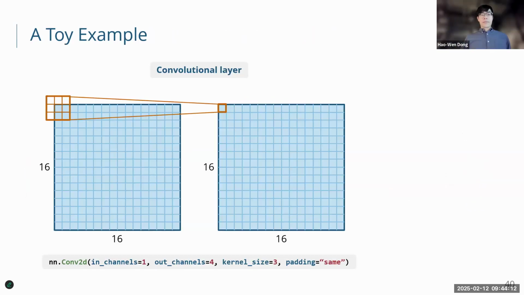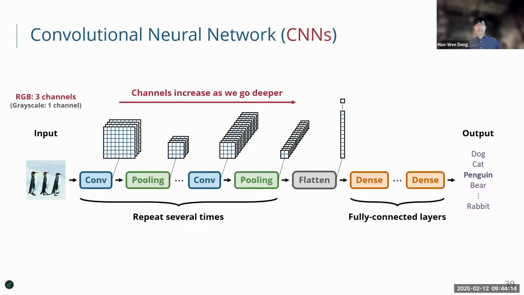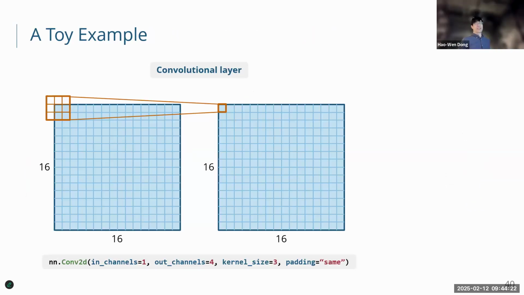Cool. Well, I guess we can go over the toy example to give you a sense, and hopefully we do it a different way so you can get a better sense of what's going on. This is a toy example, and you will see something similar in homework 3. This is when you do nn.Conv2d, in_channels 1, out_channels 4, kernel_size 3, padding same. So what does that even mean?